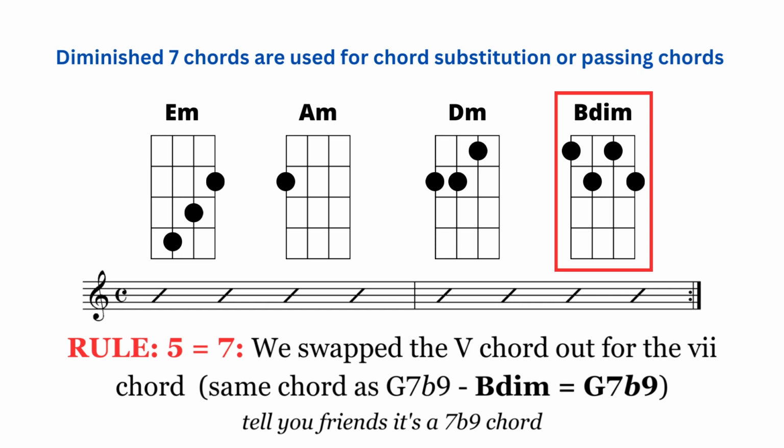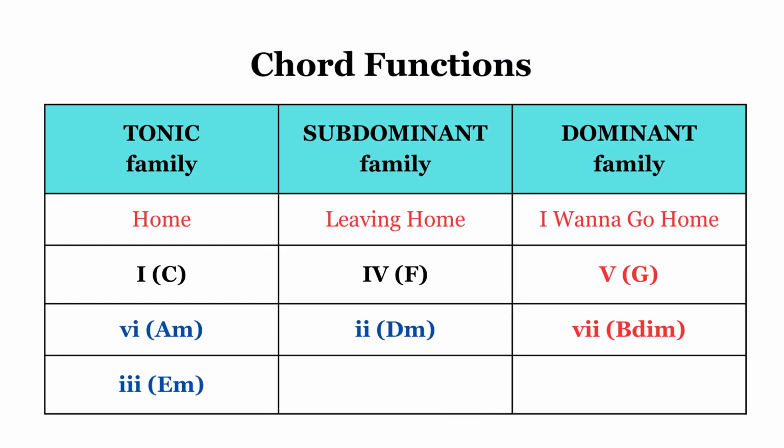B diminished equals G7 flat 9. So if you play this, maybe you just want to tell your friends, hey, it's a 7 flat 9 chord. Sounds a little more exciting maybe than diminished, I don't know. Let's take a look at our chart here.